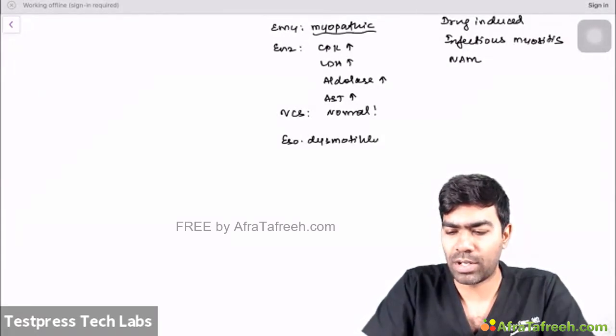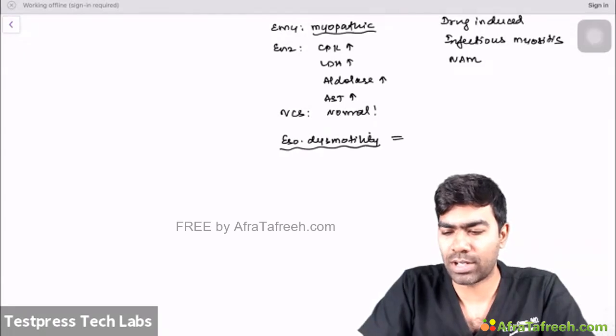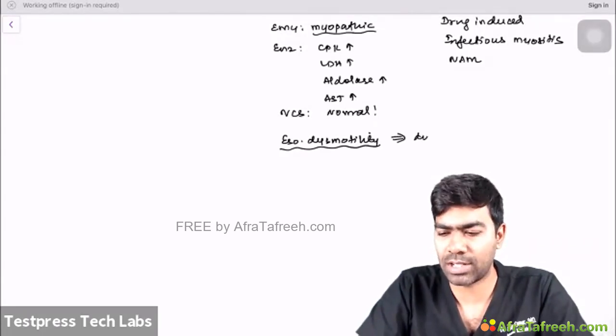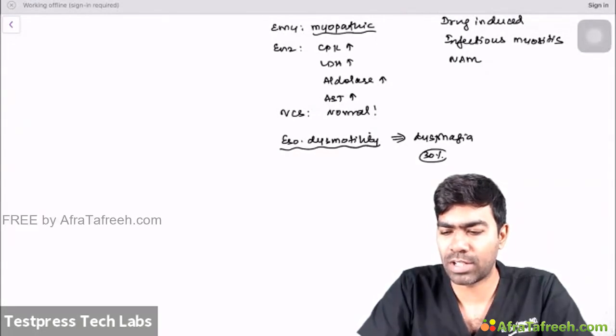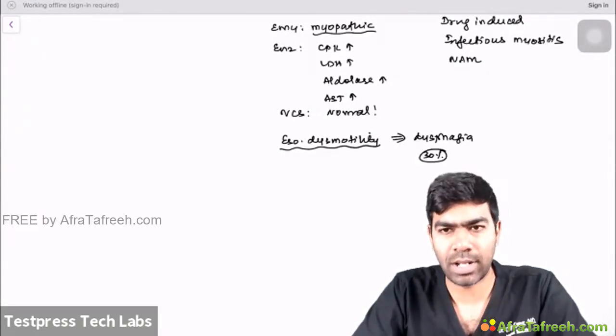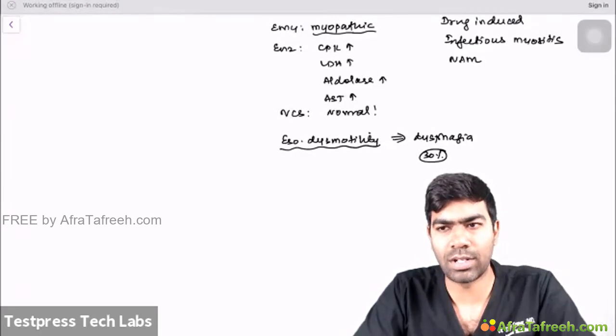Because of muscle involvement, esophageal dysmotility can be associated. There's a completely different entity which can result in the development of dysphagia, which can be seen in approximately 30% of the polymyositis and dermatomyositis cases. That is not due to the muscle involvement.